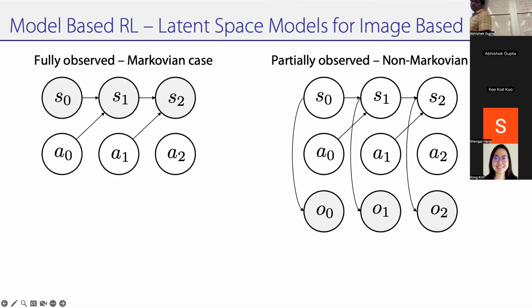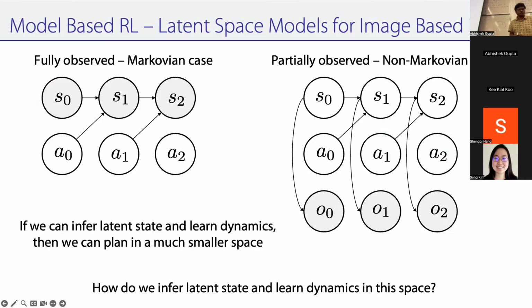Instead of going from image to image, we're going to go from image to latent space, plan in latent space, or do prediction in latent space, and then come back down to image space or to some decision-making space. So the question is, how do we actually learn such a model? What does it mean to infer latent dynamics?